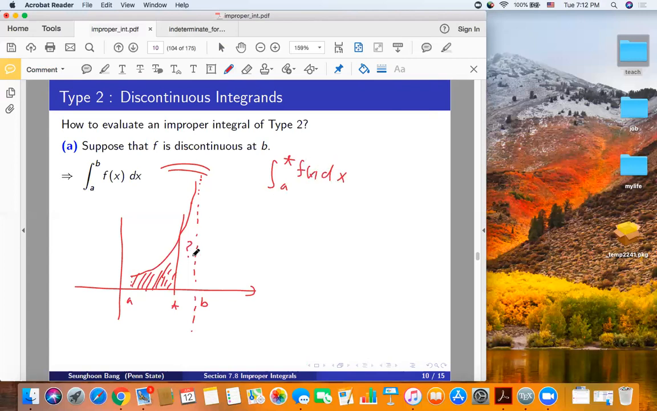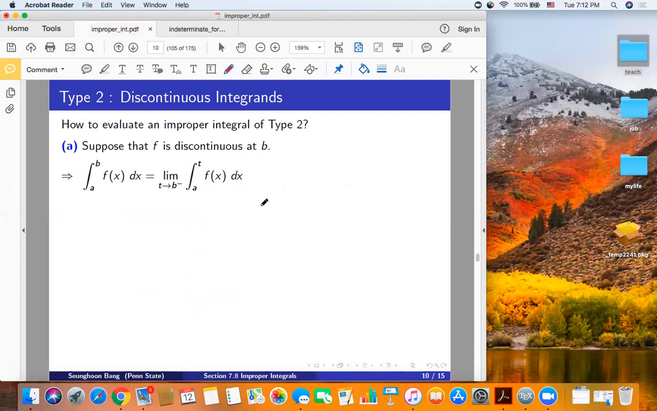How can you add the remaining part? The idea is very simple. The t-value approaches b from the left. Take the limit, t approaches b from the left. That's it. This is the whole idea for solving this improper integral. So we have it like this. This is a graph.